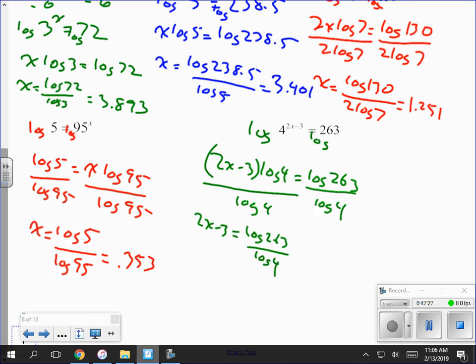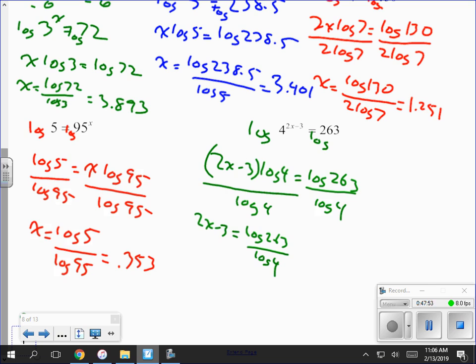Now, I, generally speaking, do not take my logarithms till the final step because I don't like to round off ahead of time. I let my calculator do all that work at the end. Could you do the logarithms now and then add 3 and divide by 2? Yes. If you carried enough decimals on your calculator, you'll still get the same answer. I don't like to do that.